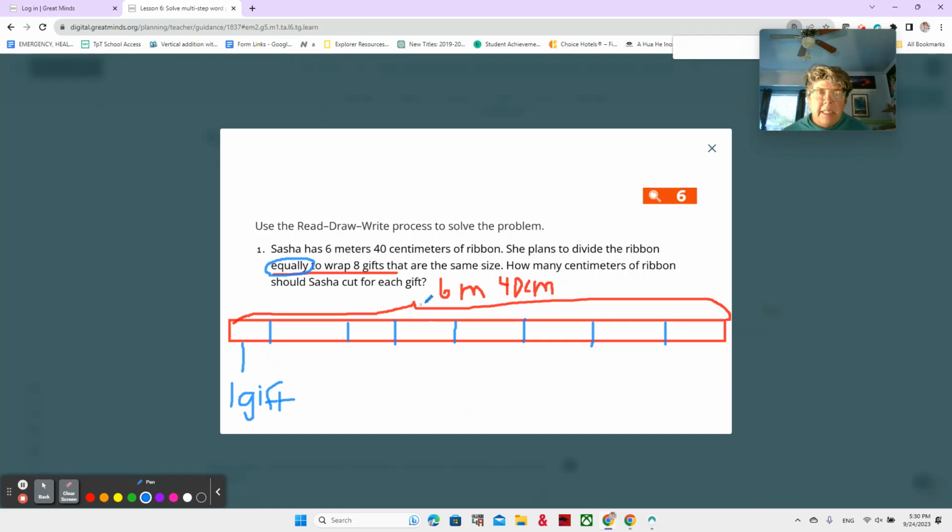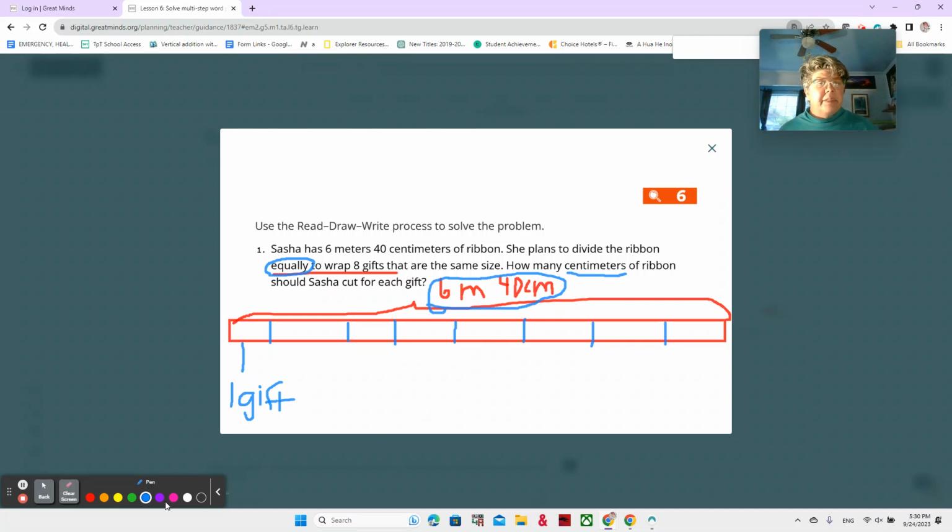What if we changed this to all centimeters because the answer is in centimeters? How many centimeters of ribbon should she cut for each gift? But we have meters and centimeters, right? So how many centimeters is 6 meters and 40 centimeters?